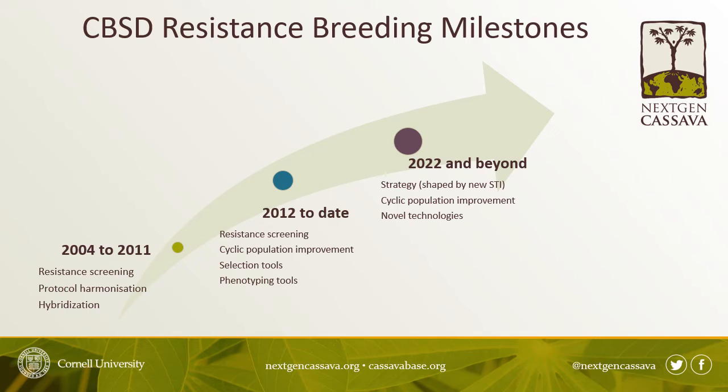So when you put all this together, we can see the following milestones. In the period 2004 to 2011, 2004 indicates the time when brown streak came in, the major focus was on resistance screening, germplasm from within Uganda and from the region, and also trying to work on protocols for evaluation, the best time to measure, and also trying to make some hybridizations.